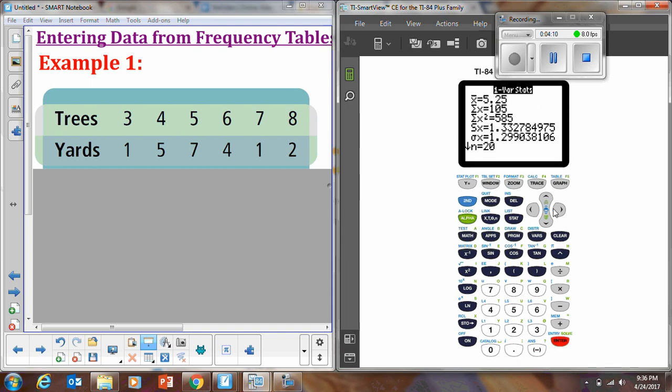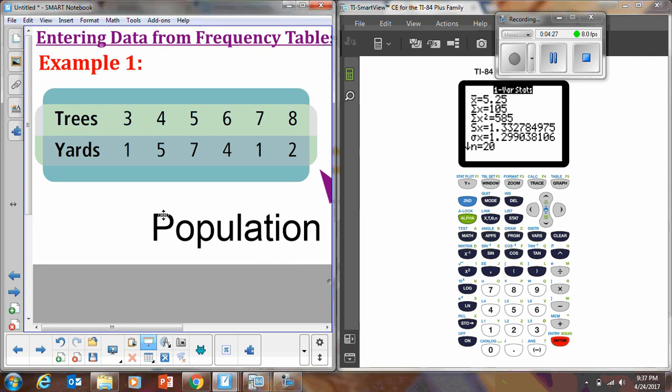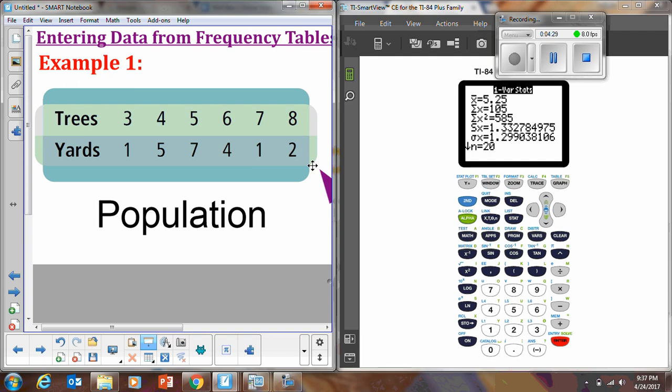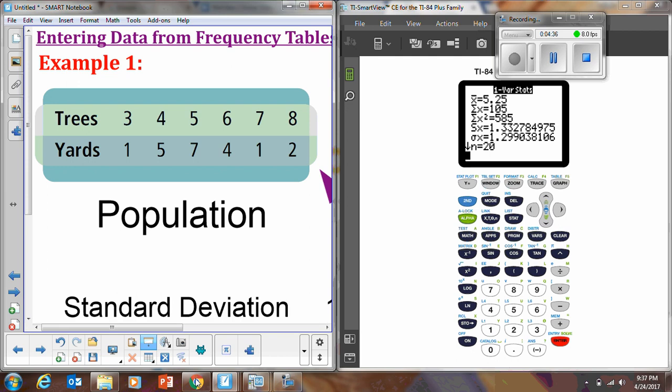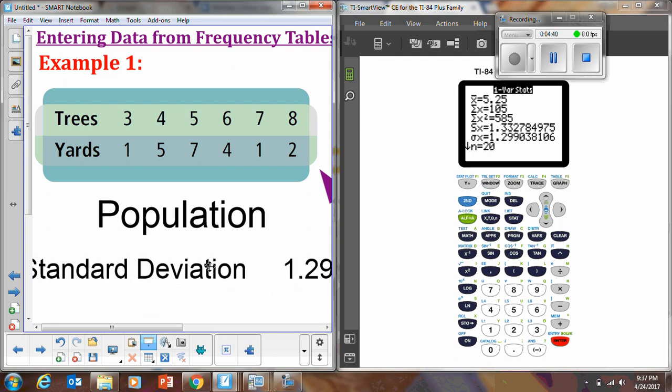And here I have my complete answers. The first one is the mean. The second one, summation x, is the total of all the x. And then there are two standard deviations here. Now this is a set of all numbers, so we call this the population. So we are going to look at the standard deviation for the population, which is 1.29. So our standard deviation is 1.29.